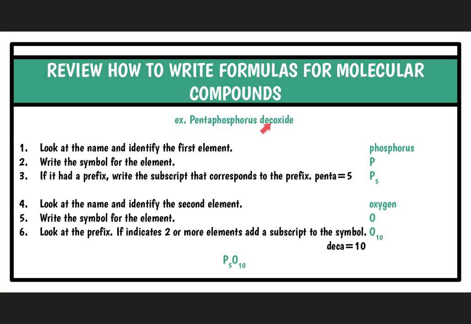And then it says decoxide. So remember deca, we just dropped that A, is equal to 10. So we're going to put a little subscript of 10 here. And then you're just going to write all the atoms together. So P5O10 would be our pentaphosphorus decoxide.